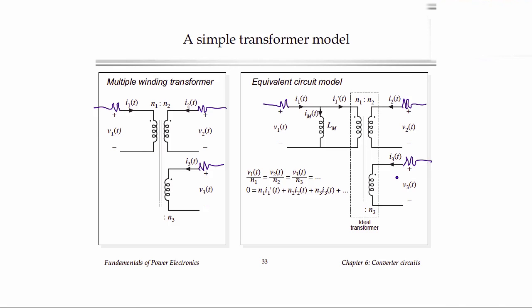Sometimes we model what's called core loss in the transformer, and we can do that by putting a resistor in parallel with a magnetizing inductance, the traditional way to do that. And sometimes we model what are called leakage inductances that are effectively inductances in series with these windings. Okay, we're not going to model those in this course, but they do exist. They're a higher order effect in the transformer, but there are times where we need to include them.